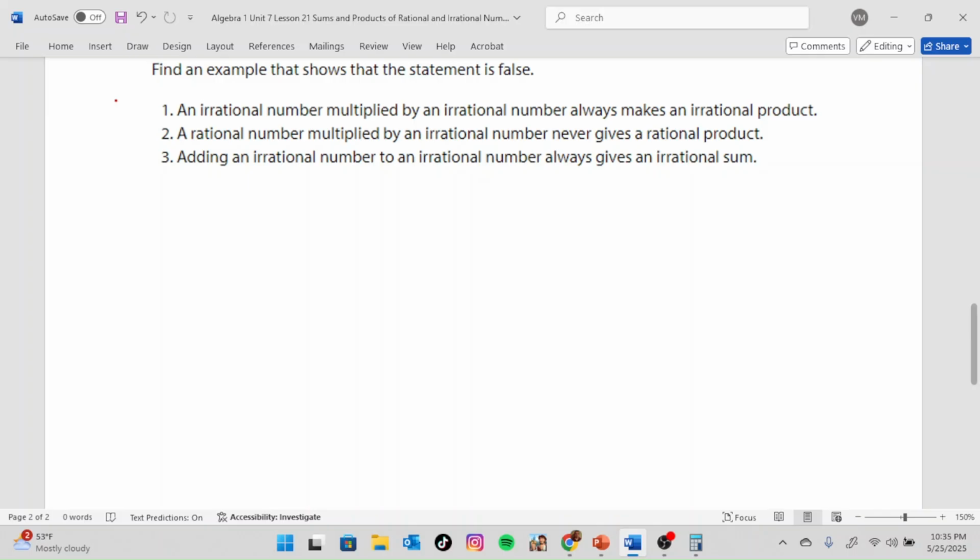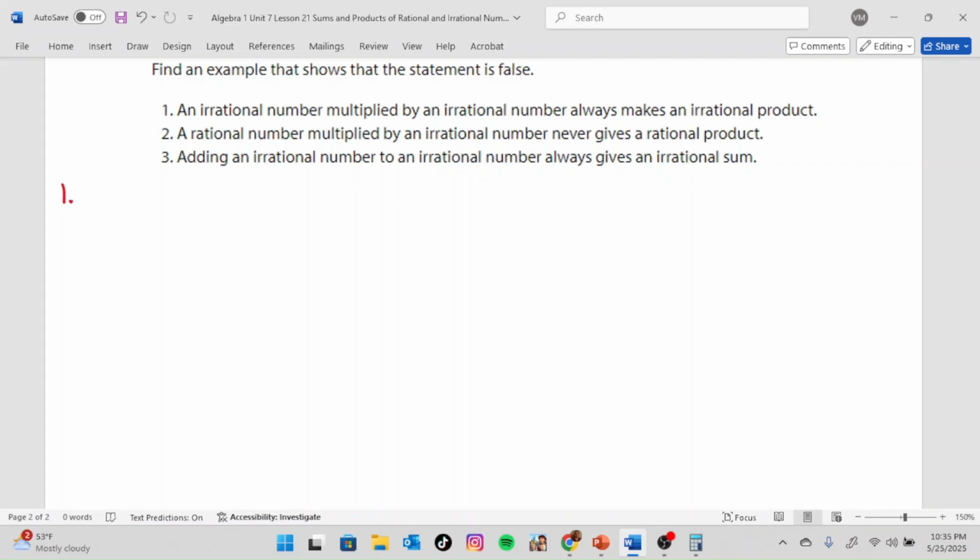Practice problem number 3 is going to be the last practice problem for this lesson. Find an example that shows that the statement is false. Number 1, an irrational number multiplied by an irrational number always makes an irrational product.